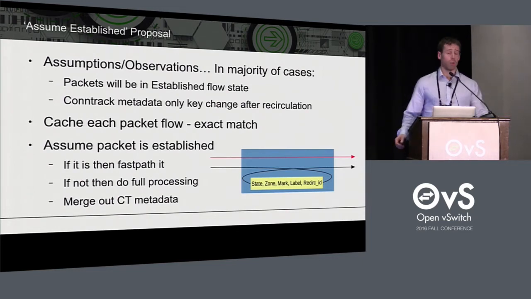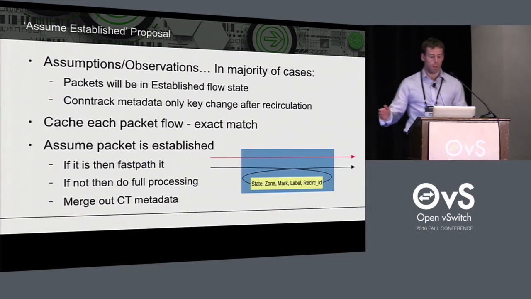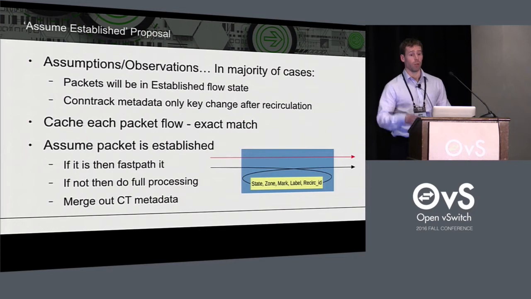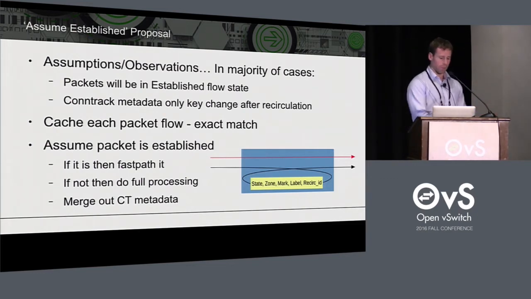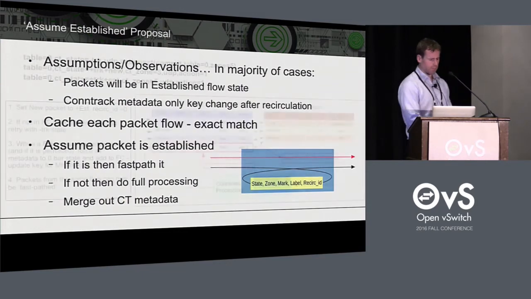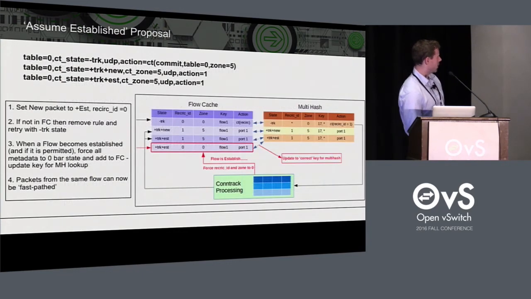So what we really do is we assume that the packet is established. If it is, then we just get the action and go and do it. If it's not, we do full processing. So we still have the ability to pass the packet to the connection tracker and to recirculate it and do it as a slower path, as it were. When doing this, obviously we want to be very careful that there are no security breaches and we are still keeping correct state. So I'll try to explain with a diagram. Hopefully this shows it a bit better.